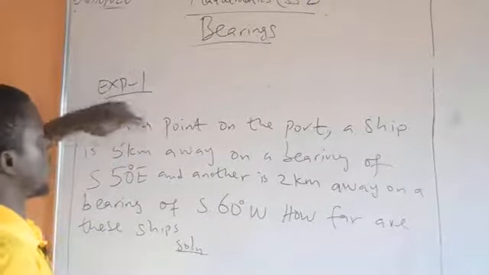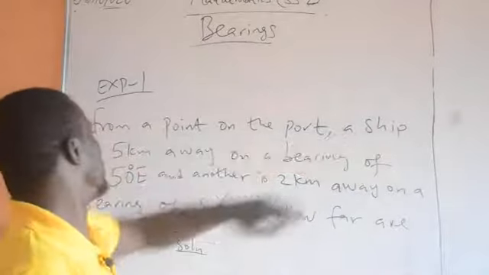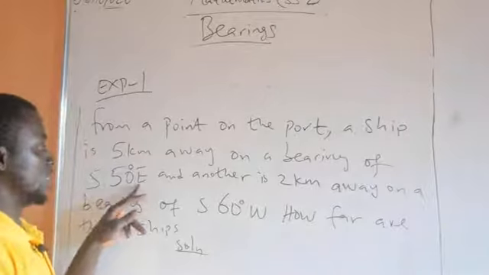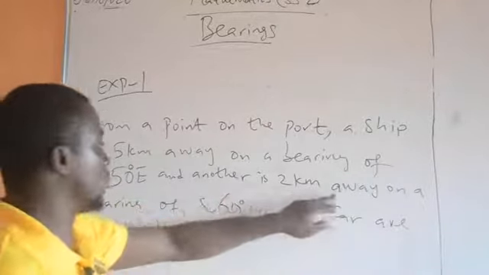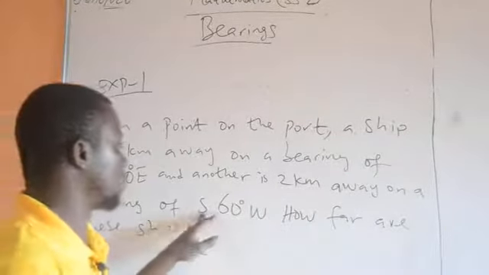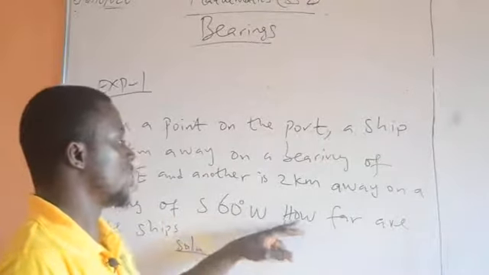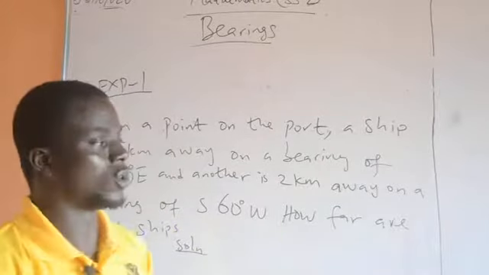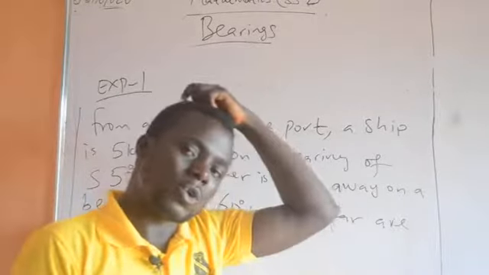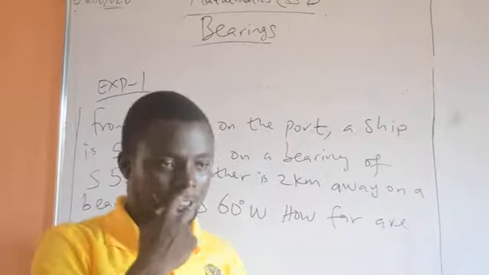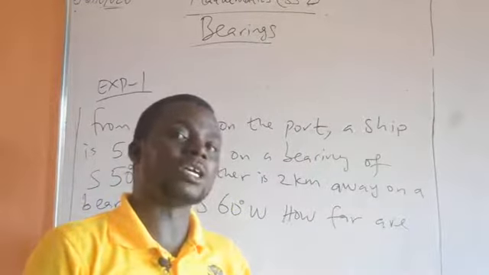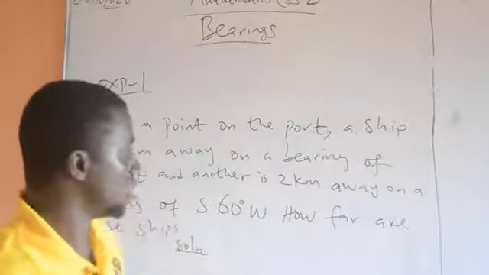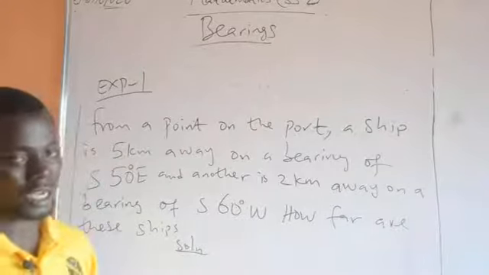The question says, from a point on the port, a ship is 5 kilometers away on a bearing of south 50 degrees east, and another is 2 kilometers away on a bearing of south 60 degrees west. How far are these ships? Before we solve this question, I believe you have learned the types of bearing in class: the compass bearing, three-figure bearing, and reverse bearing. If you don't have the idea of reverse bearing, there's no way you can handle this particular problem.